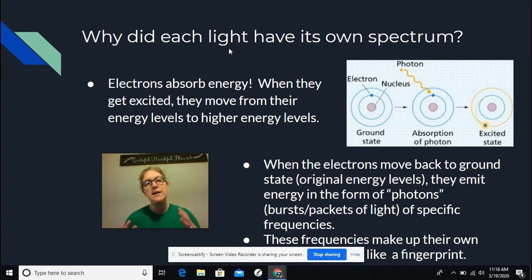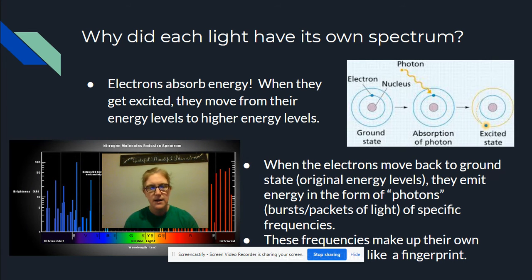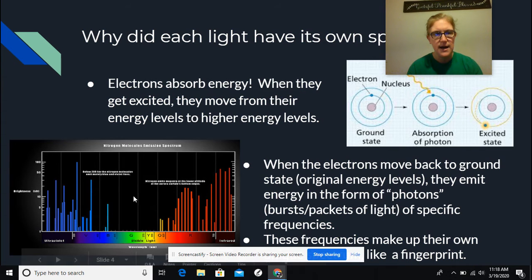So what we want to try to do is figure out how you would calculate the wavelengths and frequency, because if you can use those properties of waves like wavelength and frequency, you can also calculate how much energy those waves are carrying. That's what we want to do. Over here, I think this one is nitrogen, the nitrogen molecule's emission spectrum.